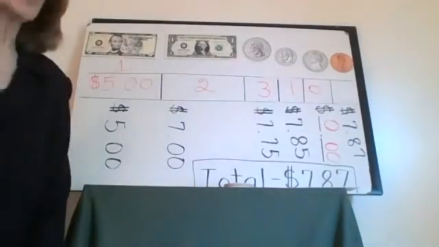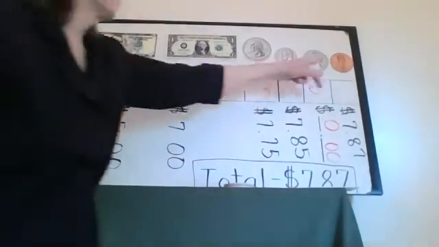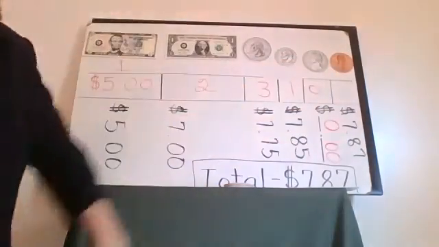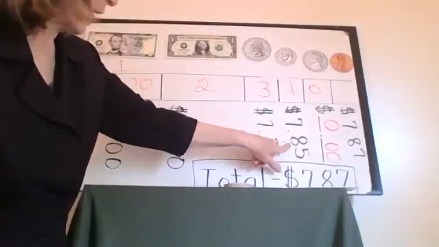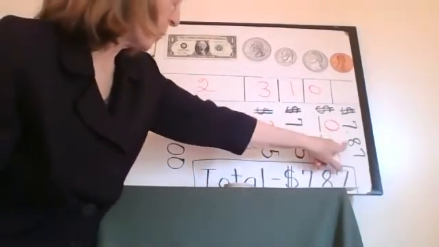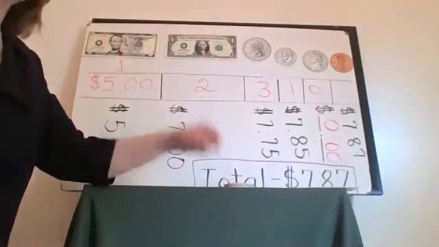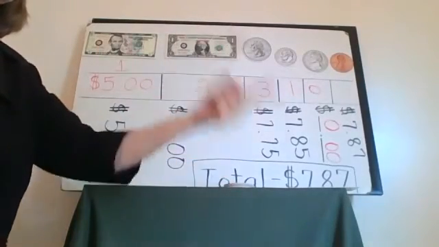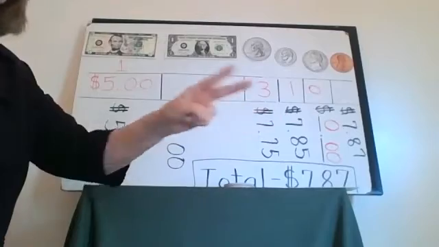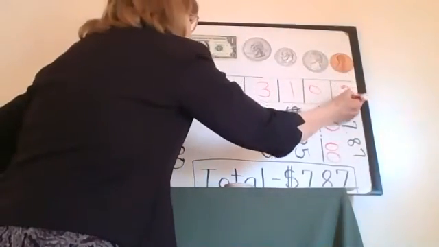Now let us look at the last coin, penny. How many pennies do we need to go from 85 to 87? Think 85 in your head and count up 2. 85, 86, 87. Easy. We need 2 pennies.